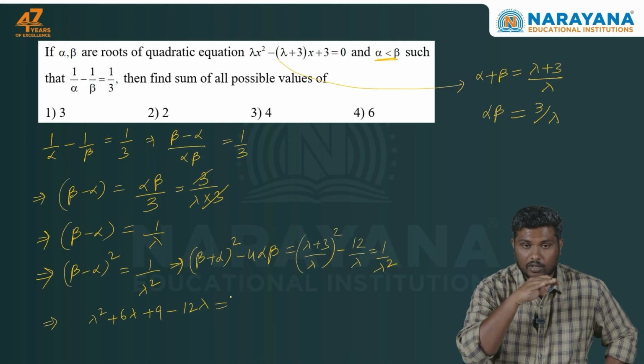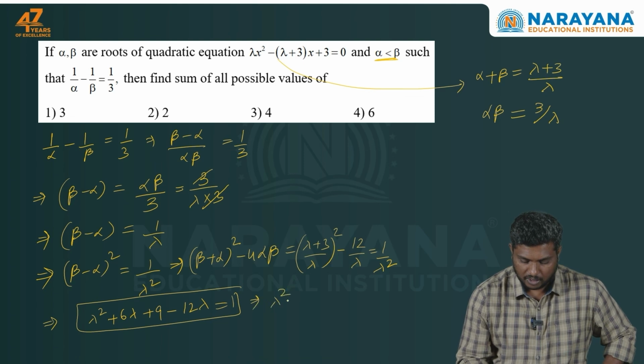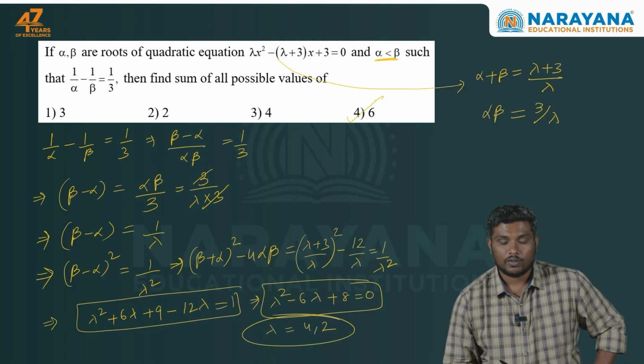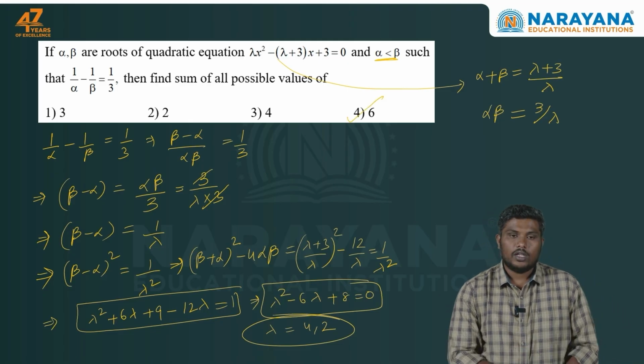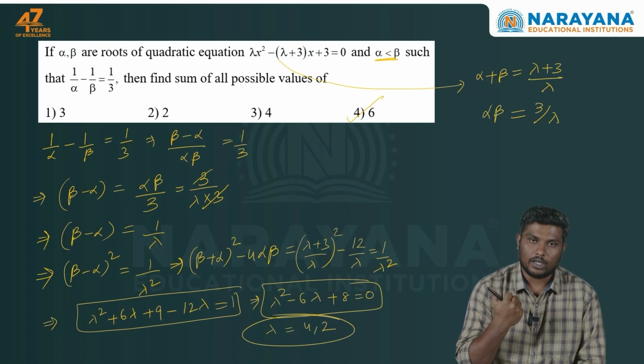Lambda square in the denominator on both sides will get cancelled out, is equal to 1. This I can write as lambda square minus 6 lambda plus 8 equal to 0. So we got the values of lambda, which are 4 and 2. So the sum of all possible values will be 6. 4 plus 2, 6.